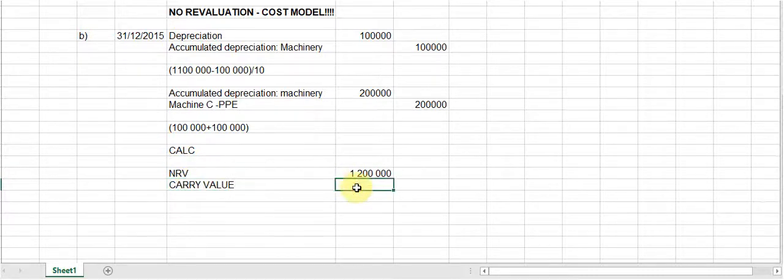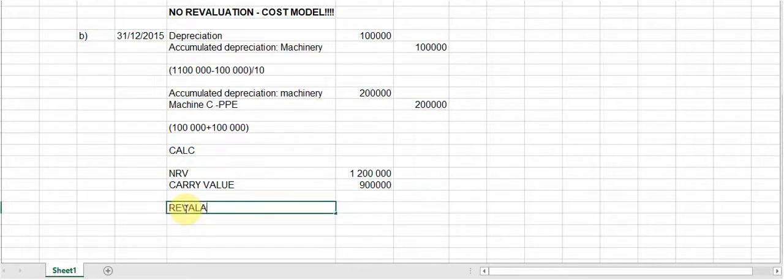and the carry value will be, of course, the cost minus all the accumulated depreciation. So it will be the cost price of 1.1 million minus all the accumulated depreciation, which was a total of 200,000, which gives us a carry value of 900,000 rand. So the carry value in the books is 900,000 rand. We need to get it to be 1.2 million rand. So it needs to go upwards, which is a revaluation surplus.